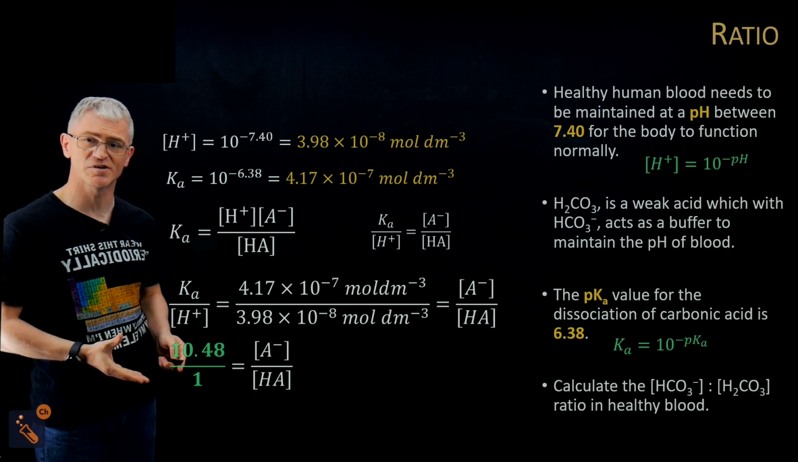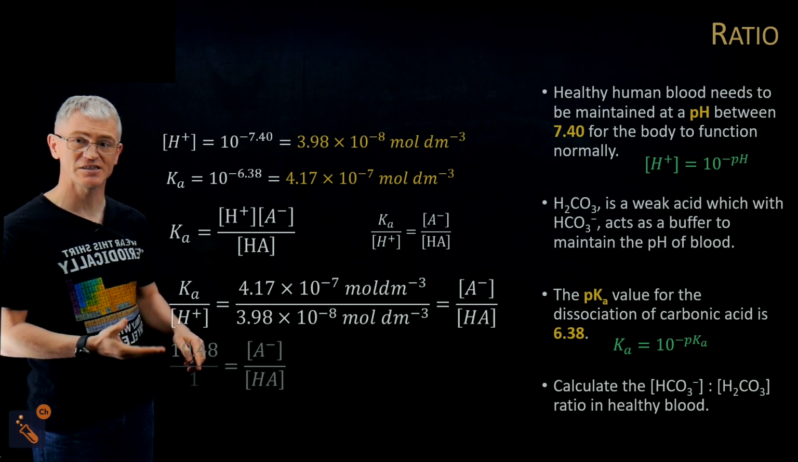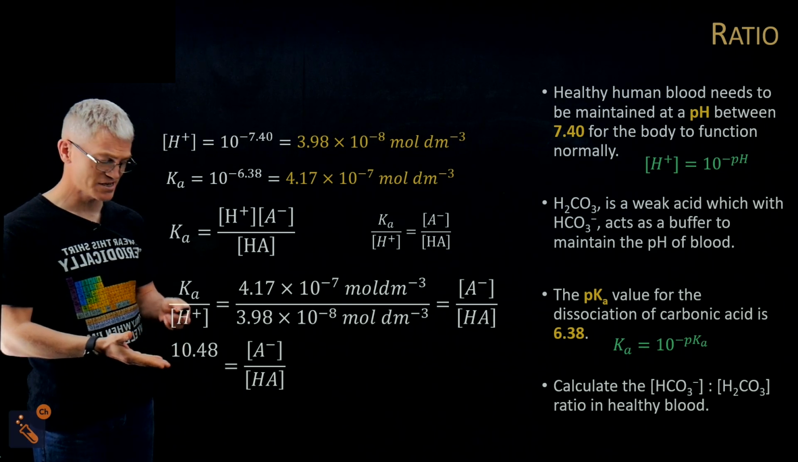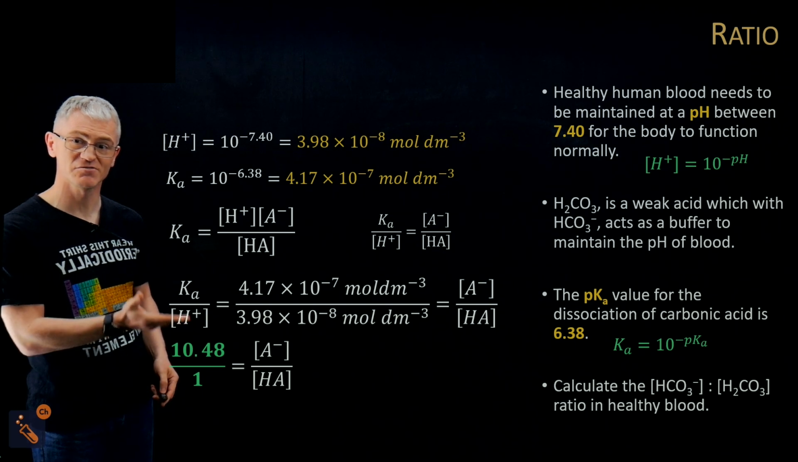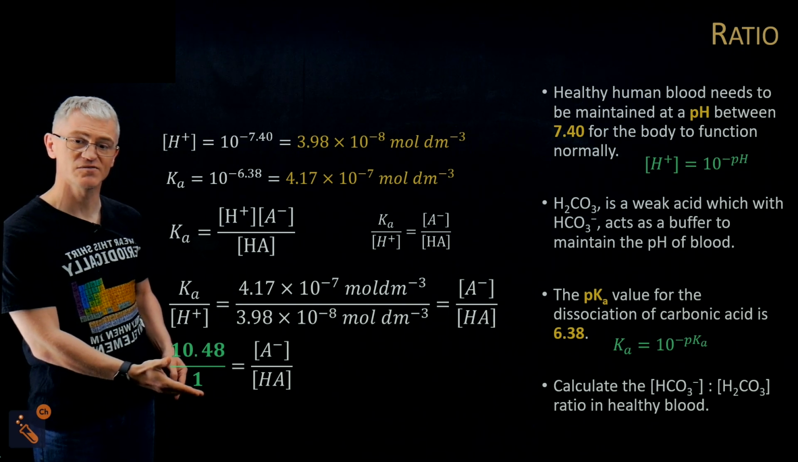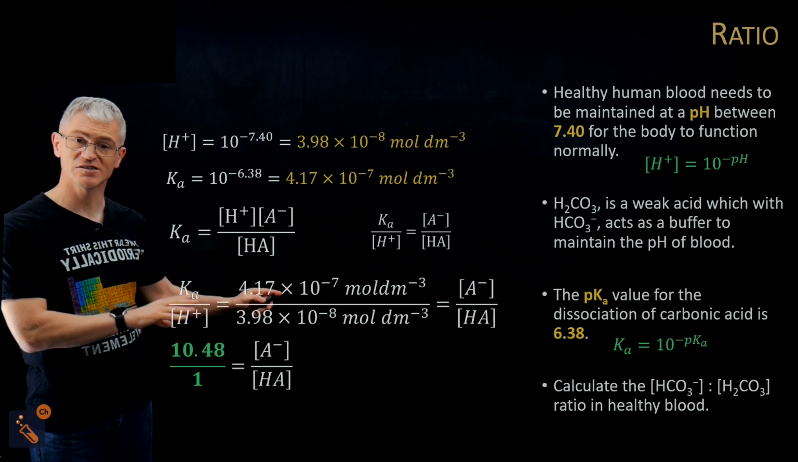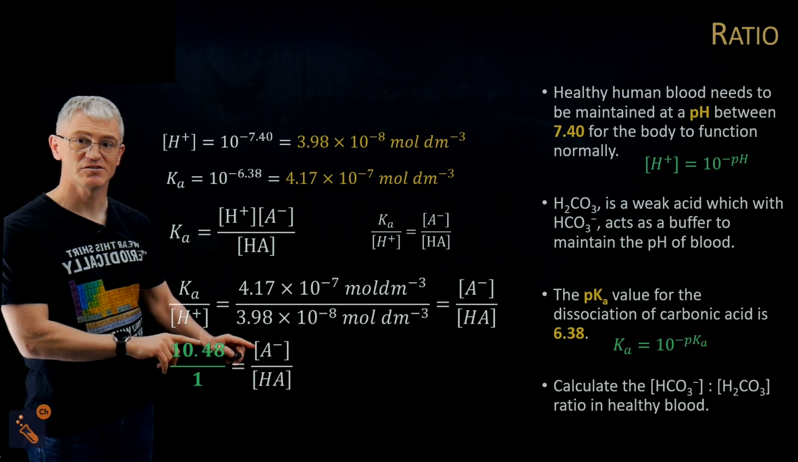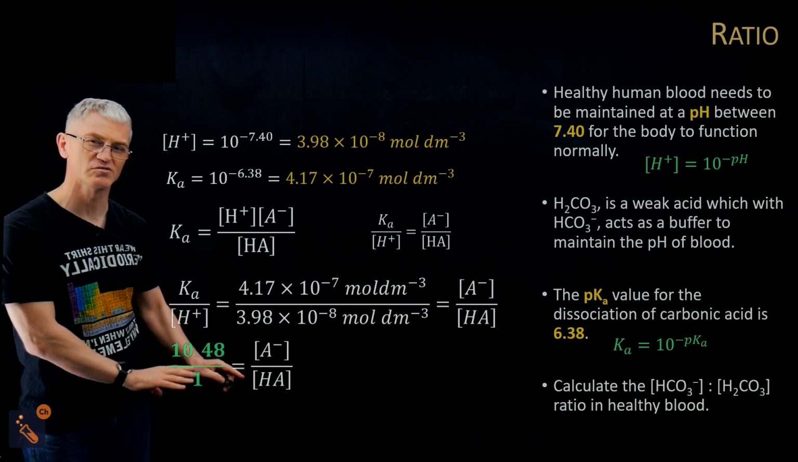So why is it 10.48 to 1? Well, the answer you'll get will just be 10.48. But 10.48 is the same as 10.48 over 1. So therefore the ratio is 10.48 of the A minus to 1 of the HA. And that gives you your answer as to calculate the ratio in healthy blood. So you would have to say HCO3 minus and H2CO3.